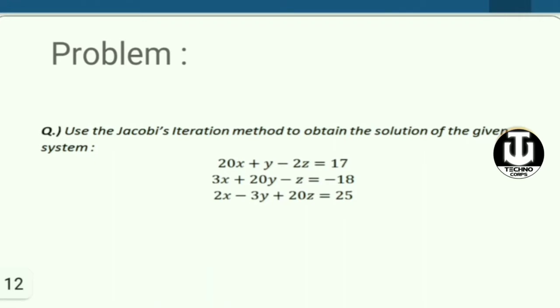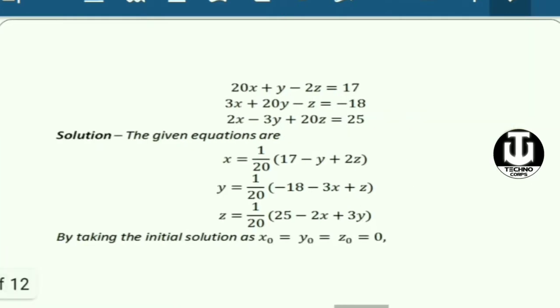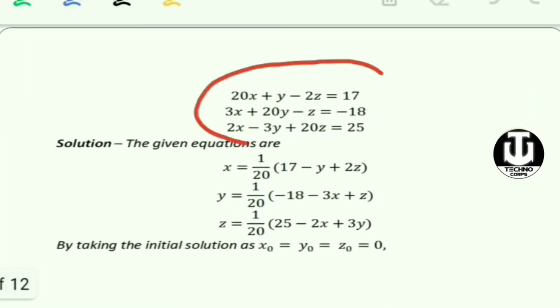So here the question is given as: use the Jacobi's iteration method to obtain the solution of the given system. The given system is in x, y and z terms. It's a 3x3 matrix. We have to find the solution of this, that means the value of x, y and z. So let's see the solution. This is the equation given in the question.